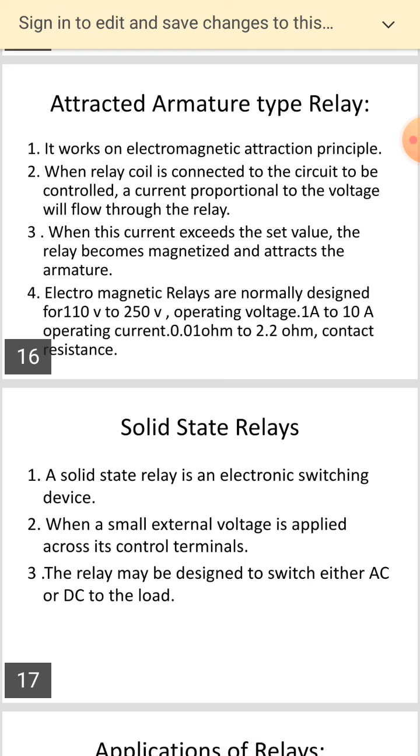It works on the electromagnetic attraction principle. It is a general purpose relay. The yoke supports the coil and armature. It provides an easy path to the flux.